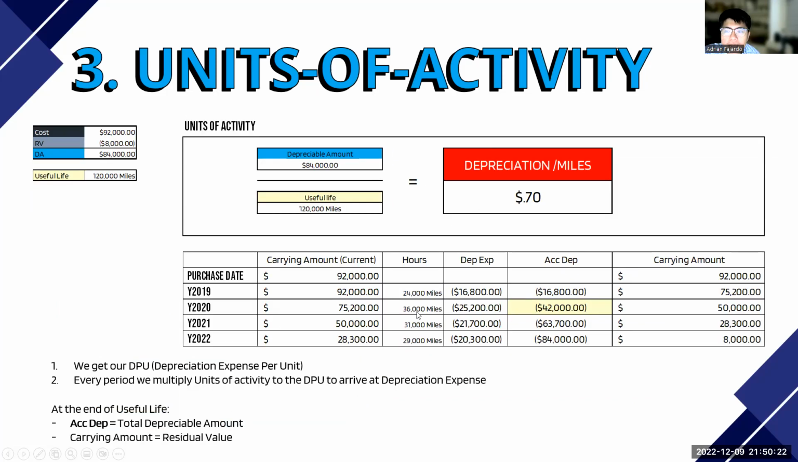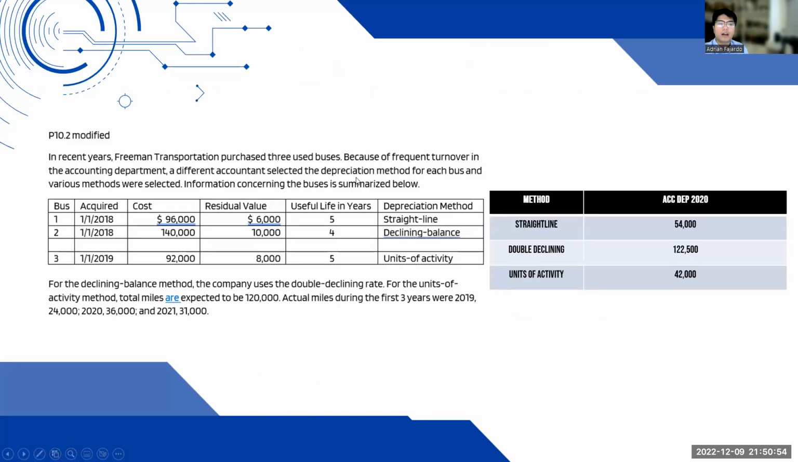So this is the table format, and as you can see, the only difference is that our depreciation expense is just basically 0.70 times the unit of activity. So miles too. So 24 times 0.70 is 16,800. 36 times 0.70 is 25,200, etc., etc. But regardless, at the end of the useful life, you'll have 84,000 ACDEP, which is equal to the depreciable amount, and the 8,000 carrying amount is the residual value. So that's the first requirement, right? Which is basically what is the ACDEP based on different methods.